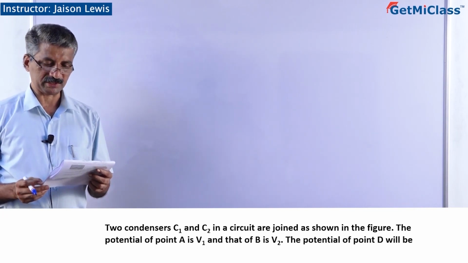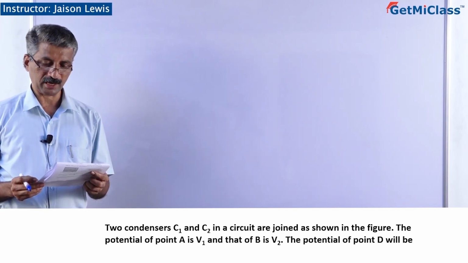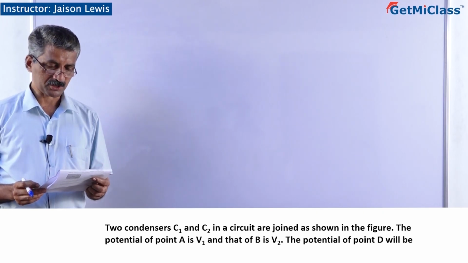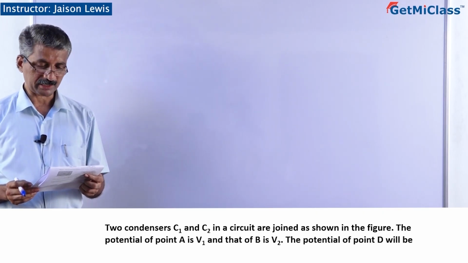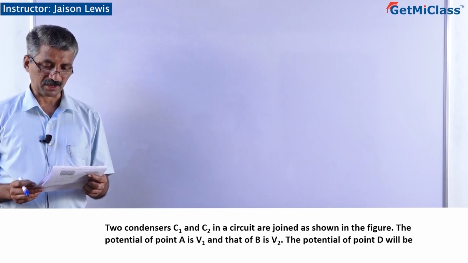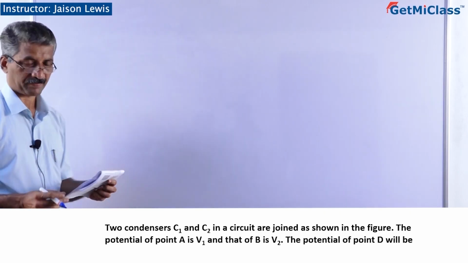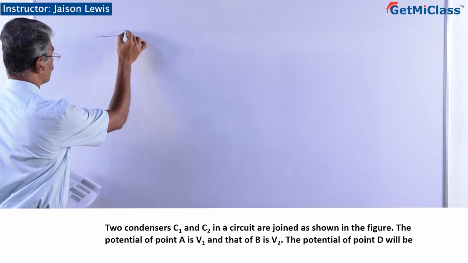Two condensers C1, C2 in a circuit are joined as shown in the figure. The potential of point A is V1 and that of B is V2. The potential of a point D is the question. So there are two capacitors which are given to be in series.